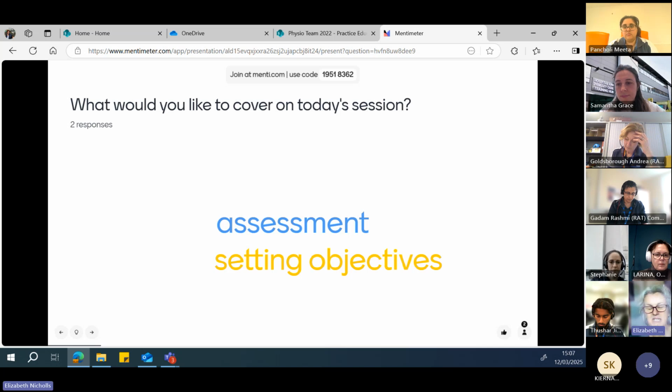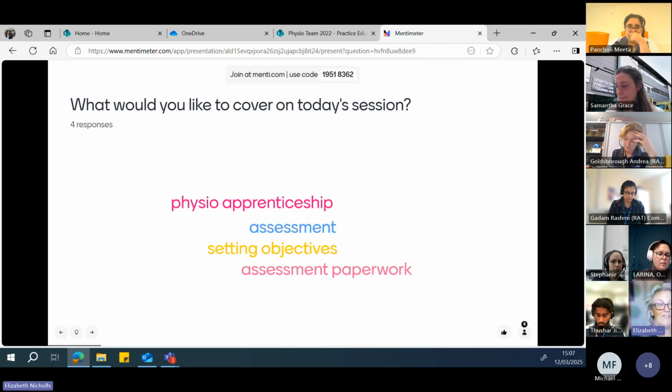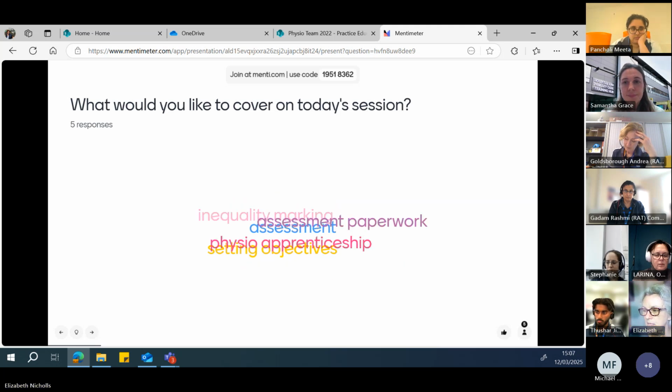Yep, setting objectives. That's already on our slide, so hopefully we can cover that for you. Assessment paperwork, definitely. The lovely CPAF. Physio apprenticeship, so specifically, any specific requirements for students on the apprenticeship?